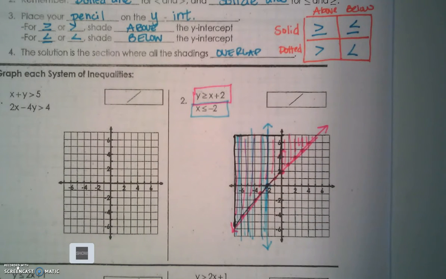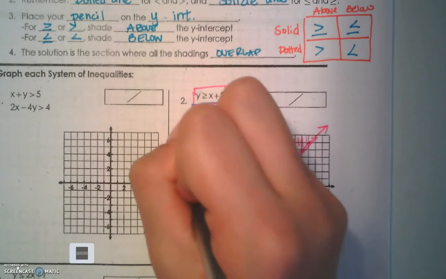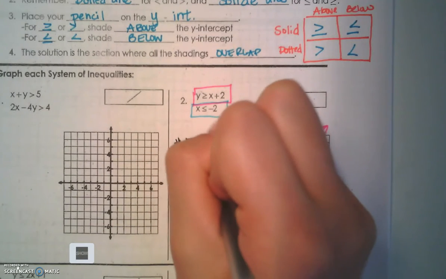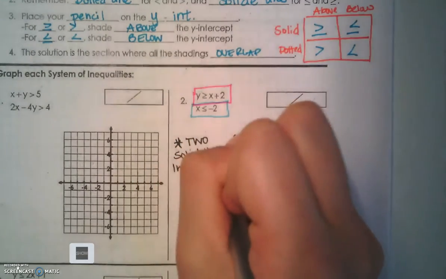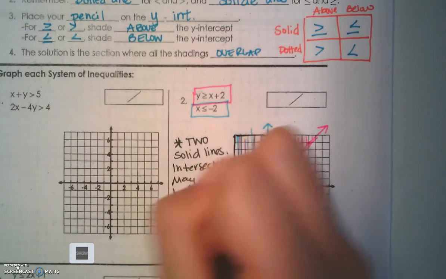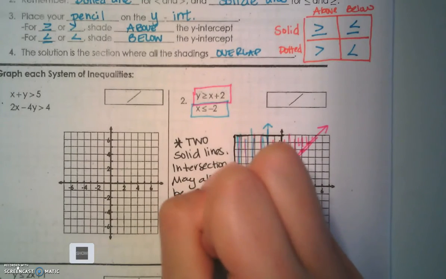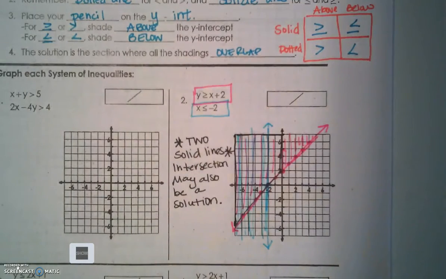It's also important to notice I had two solid lines. That means their intersection may also be a solution, but only because they were two solid lines. That's only because we graphed two solid lines. So why don't you take a minute, pause the video, and try graphing the next two, 3 and 4.